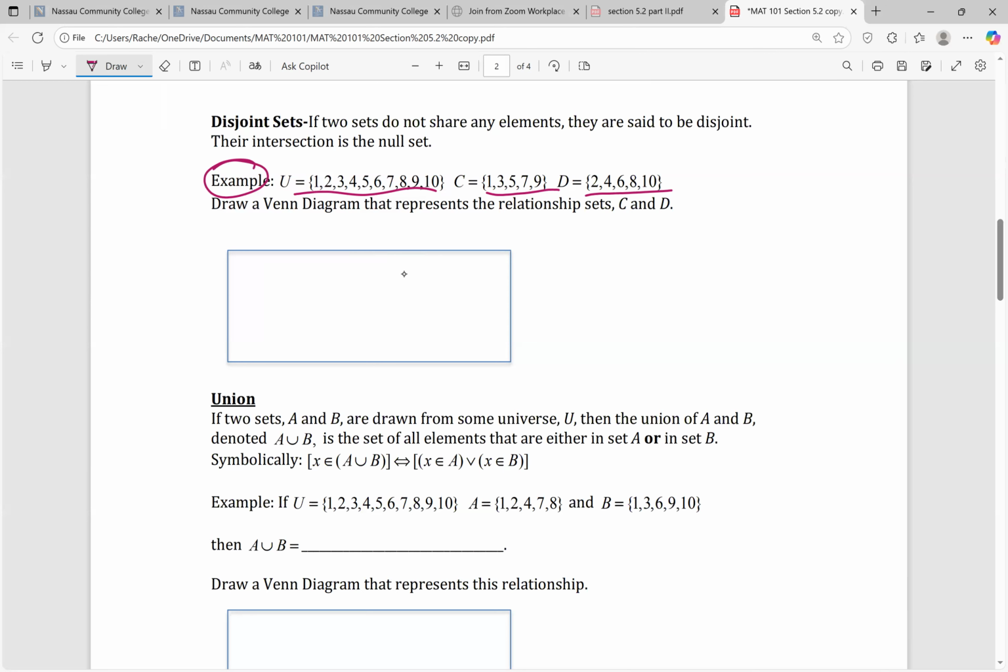Let's draw a Venn diagram to represent the relationship between set C and D. So here's my universe. And notice they have nothing in common. They're disjoint, right? C is 1, 3, 5, 7, 9. D contains 2, 4, 6, 8, 10. So there is no overlap. So I'm not going to draw intersecting circles. So we have set C, set D. Set C contains 1, 3, 5, 7, 9. And set D contains 2, 4, 6, 8, 10.